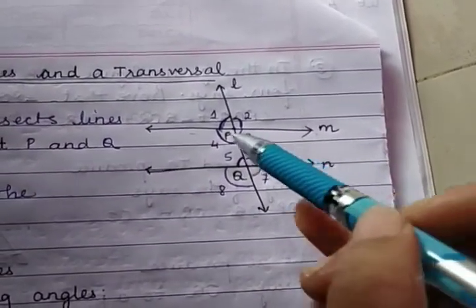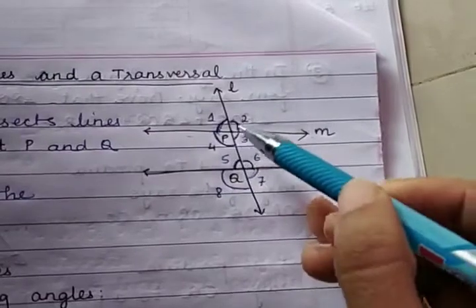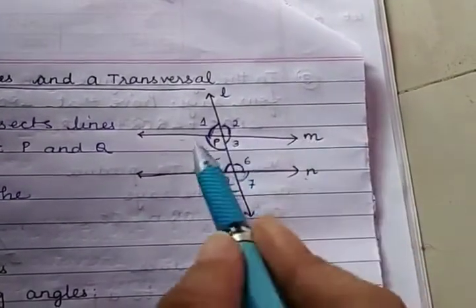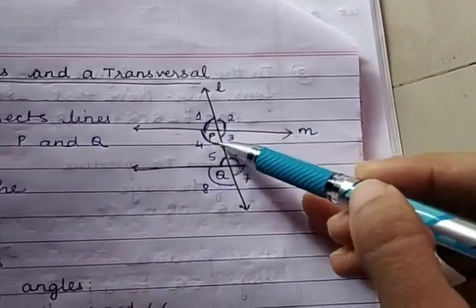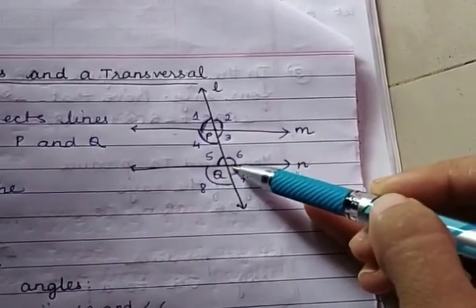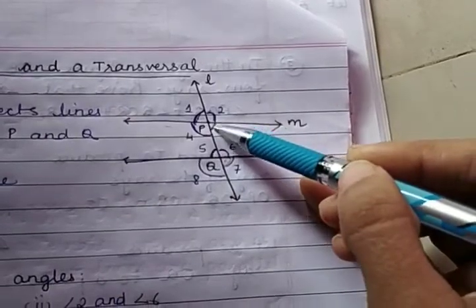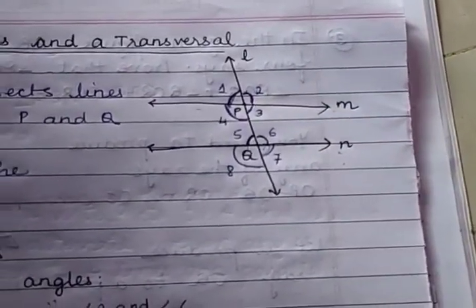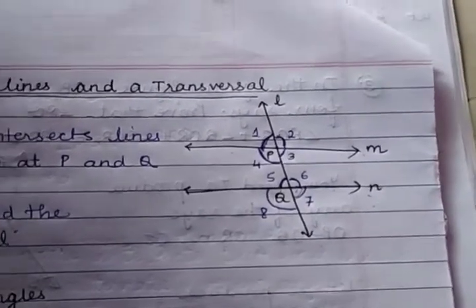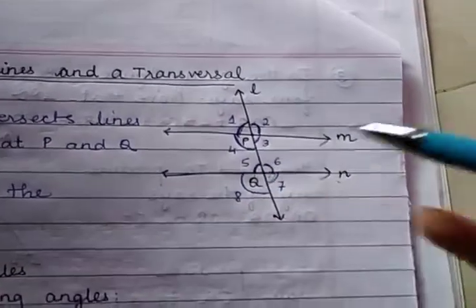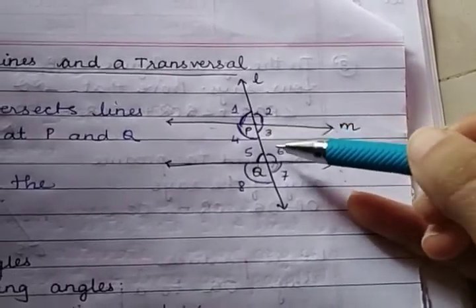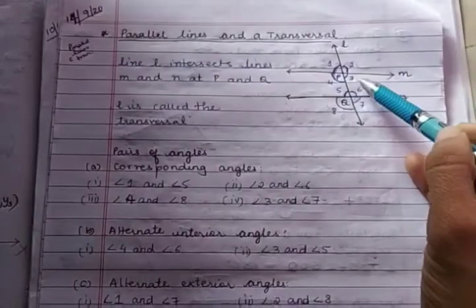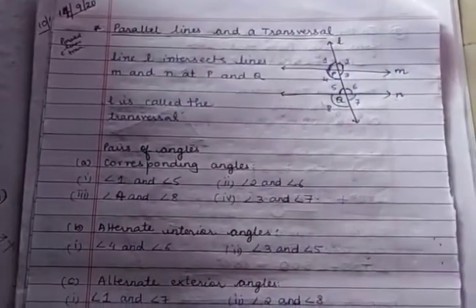Now what will be alternate interior angles then? Angle 4 and angle 6 are on alternate sides. So angle 4 and angle 6 will be one pair of alternate interior angles, and angle 3 and angle 5 will be another pair. So there are 4 interior angles and 2 pairs of alternate interior angles. Which are they? Angle 4 and angle 6, angle 3 and angle 5.